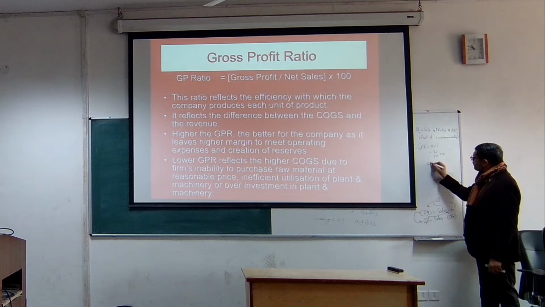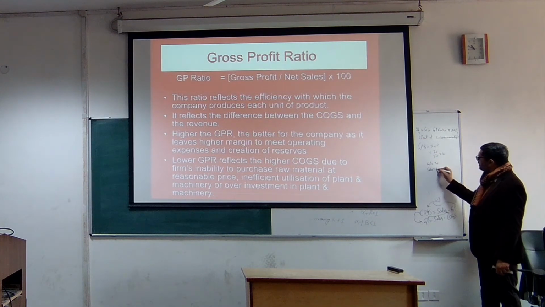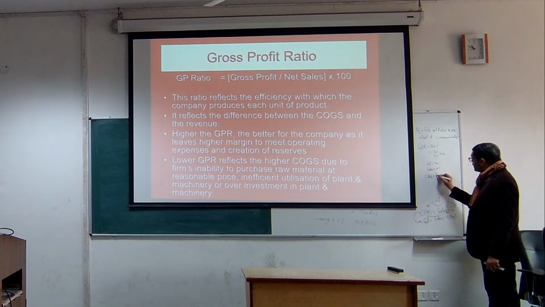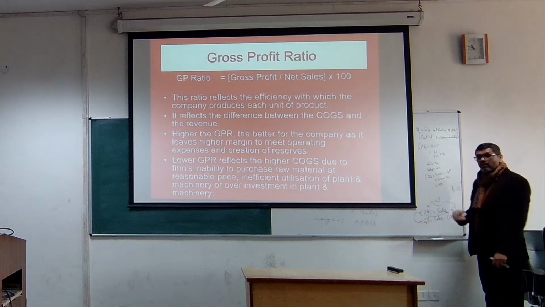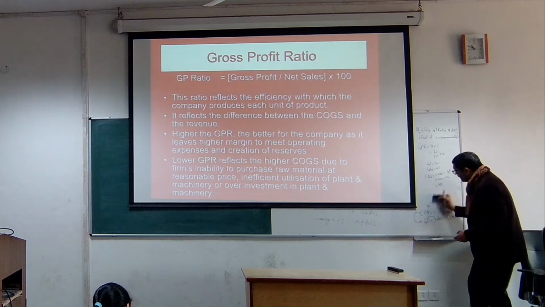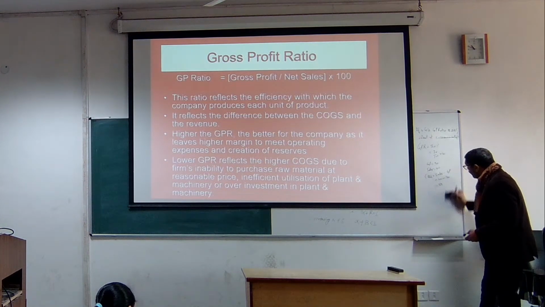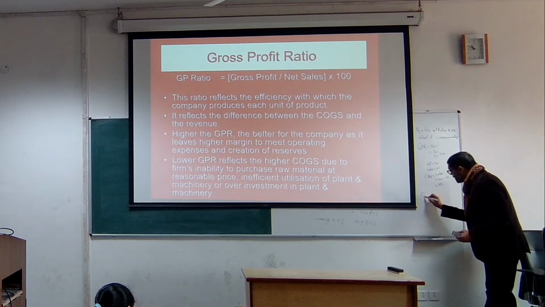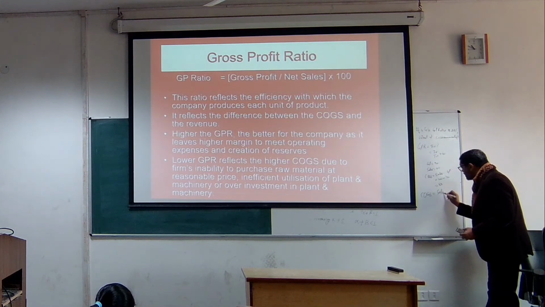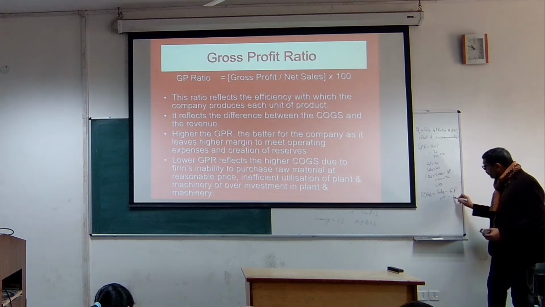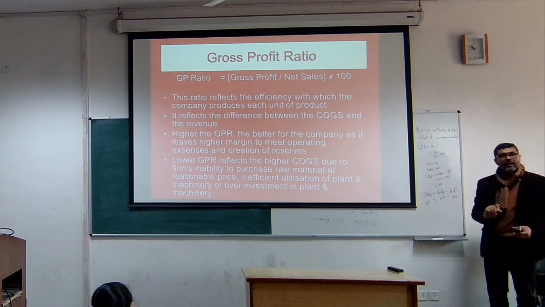What it means is that my gross profit is 20 and my sales is 100, because that is the formula. So here my cost of goods sold is how much? Sales minus gross profit, which is 100 minus 20, which is equal to 80. Is it okay? Now let us understand one relationship between cost of goods sold and gross profit. So this is my COGS, which is equal to sales minus gross profit. In this, my sales is 100, my gross profit is 20, therefore my cost of goods sold is 80.